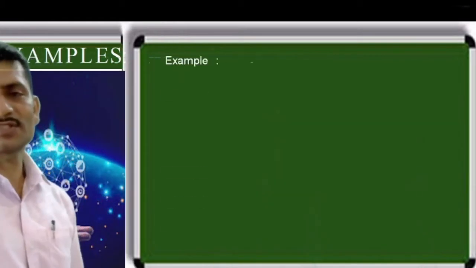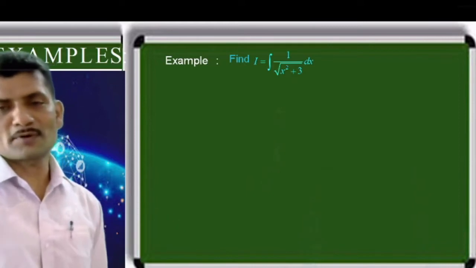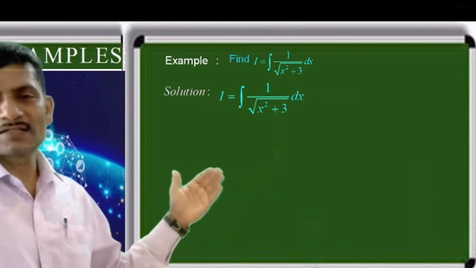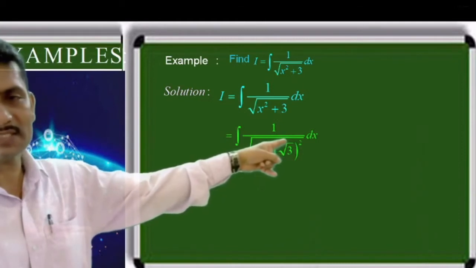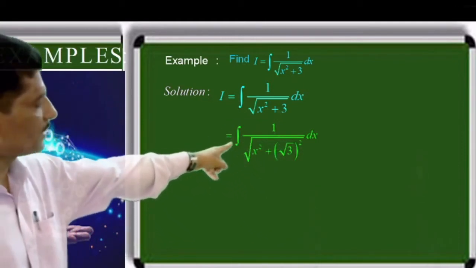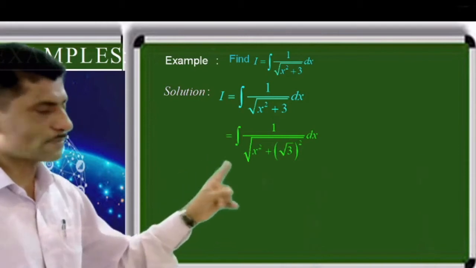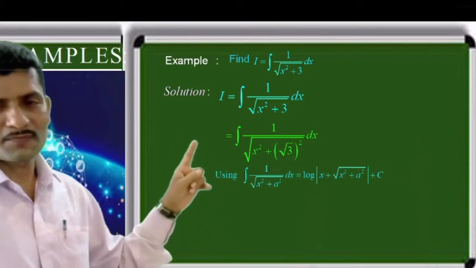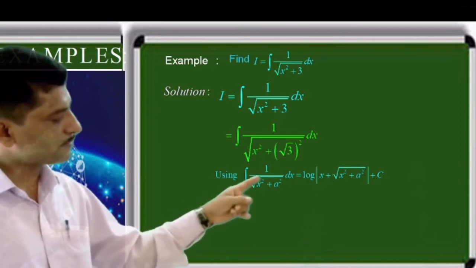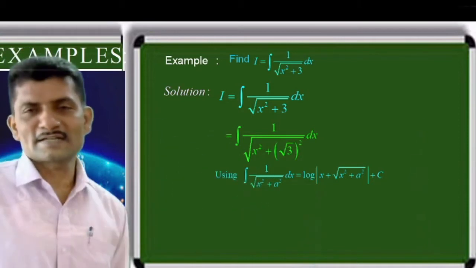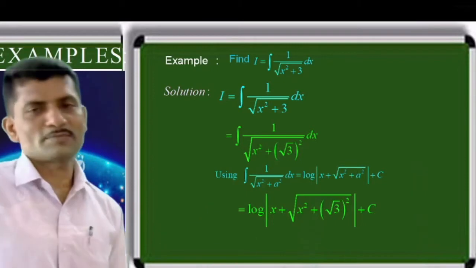The next problem: find the integral of 1 divided by root of x squared plus 3 dx. In this problem, x squared plus 3. Already I explained that 3 can be written as root 3 squared. So the integral of 1 divided by root of x squared plus 3 is equal to the integral of 1 by root of x squared plus root 3 whole squared. It is of the form x squared plus a squared, so the log form applies: log of x plus root of x squared plus a squared plus integral constant. Again, the answer is log of x plus root of x squared plus 3, plus c.